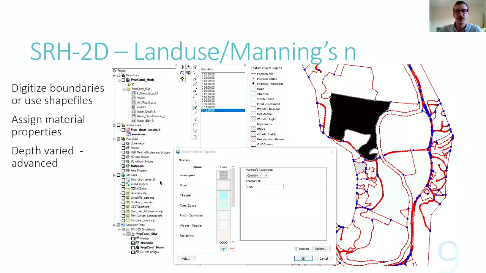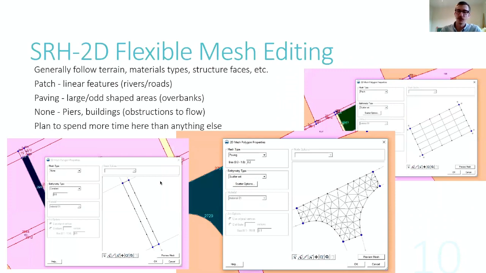And looking at N values here, you can see that a materials coverage can be used to represent the N values within your project. And one cool part of SRH2D is you can do depth varied N values, which is very nice. Also, when you're developing your 2D mesh, there are several different approaches towards doing that within SMS.